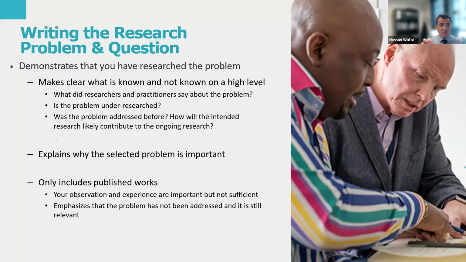You may have one solution for the problem or one perspective or one insight, but it's under research and there could be different ways to look at it. Was the problem addressed before? How will the intended research contribute to the ongoing research? What are you going to contribute to the existing body of literature? As Sigran said, would I provide a different perspective to it? A different way to approach it? And that is valid, of course, because there is no one fixed solution for any problem. We talk about wicked problems, right? Complicated problems. Explain why the problem is important. And that is very important as well in your research.